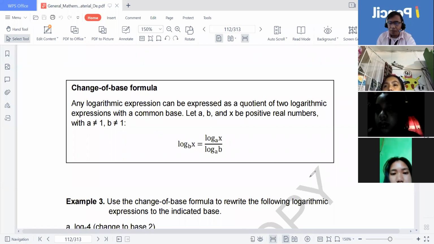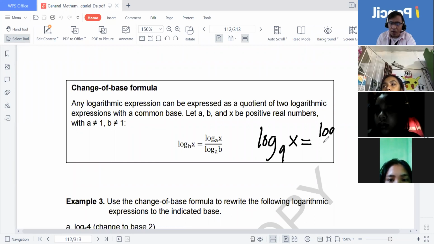How easy is that? For example, log of 9x and you want to change that into a base of 3. How to do it? It will be log of x base 3, the base that you wanted to change to, then all over log of 9 base 3. Got it?